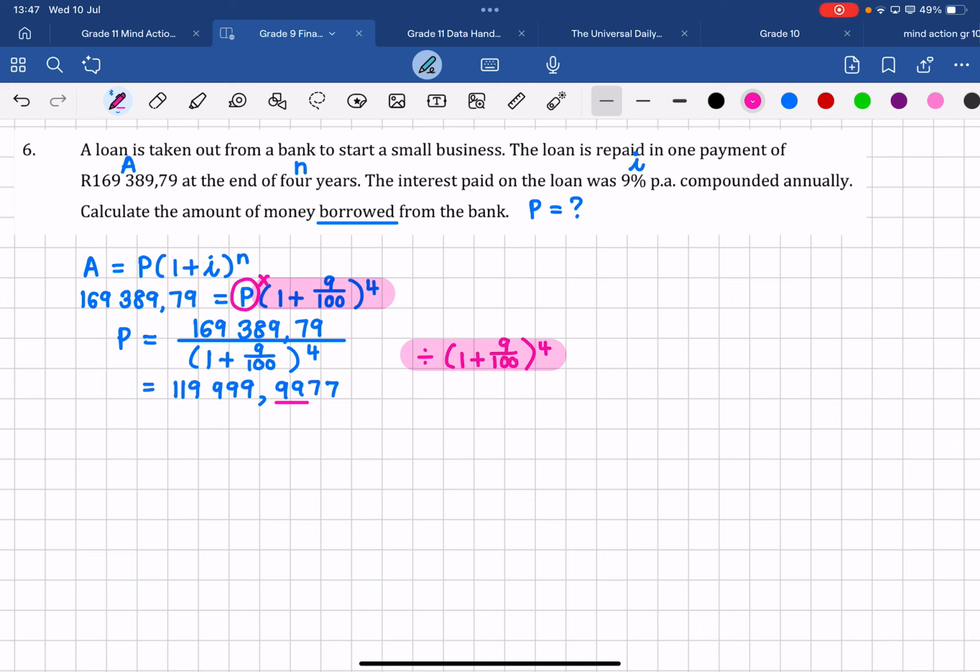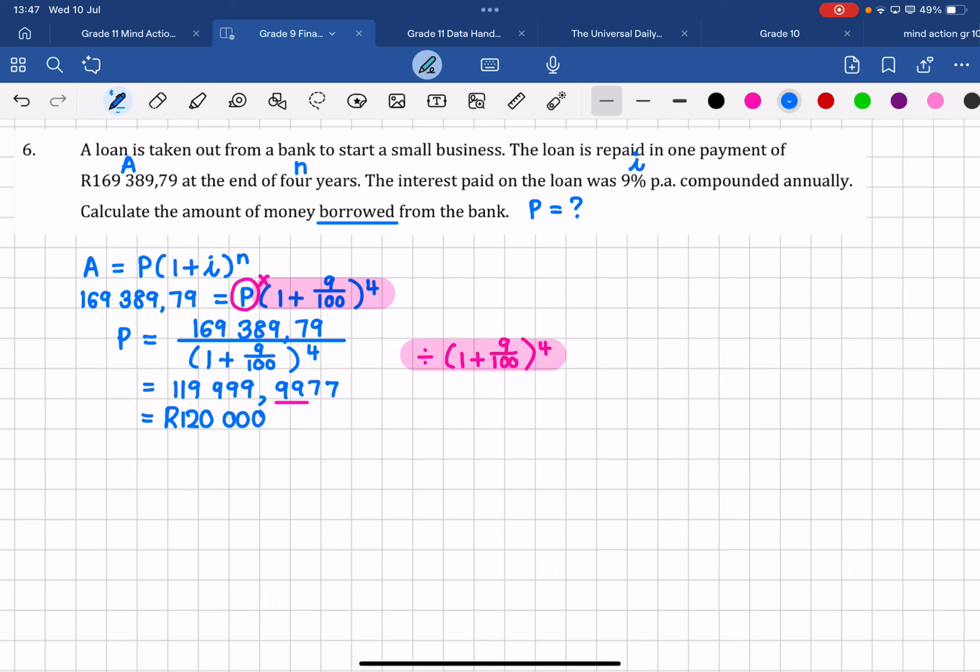Am I going to leave it as 119,999 rand and 100 cents? What does that mean? 120,000 rand. You actually need to round this whole number up to the next rand because it's comma 997 cents. And that often happens in these types of questions.